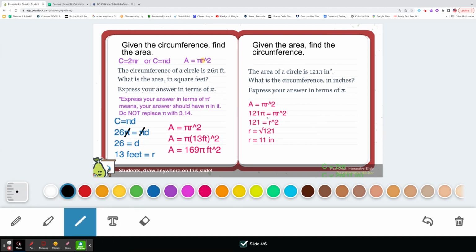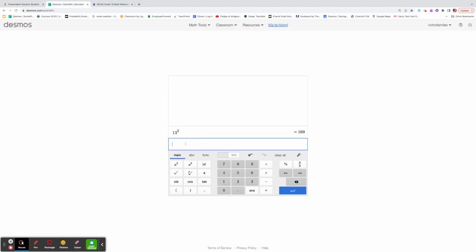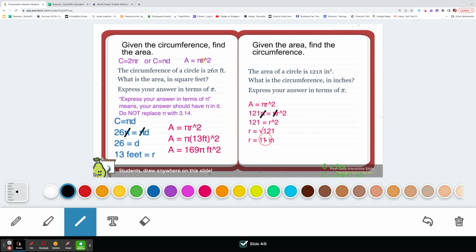And I'm going to do the same thing as last time. Observe that there's a pi on both sides of the equation, so I can divide both sides by pi, simplifying my equation to 121 equals r squared. Now we want to solve for r. So we're going to undo squaring r by taking the square root of both sides. And the square root of 121, a calculator can help us, or maybe you know your 11s tables. The square root of 121 is going to be 11. So my radius is 11.